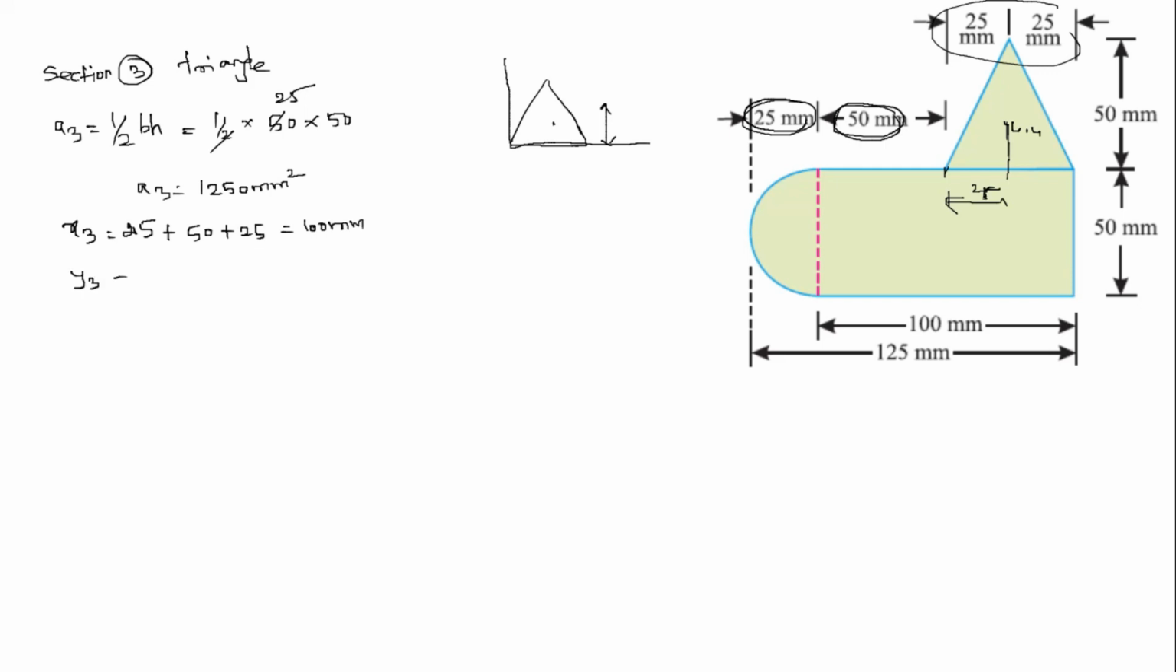What about y3? This is x bar and this is y bar. x bar is base divided by 2, whereas y bar is height by 3. The height is 50, so 50 divided by 3 is equal to 16.66 mm. So now we have calculated A1, A2, A3, x1, x2, x3, y1, y2, y3.